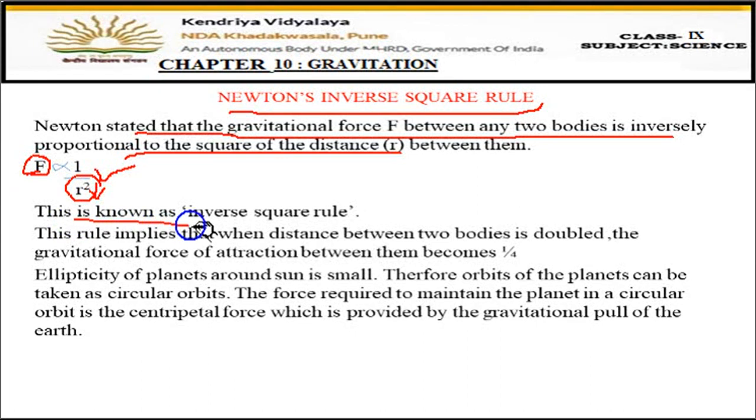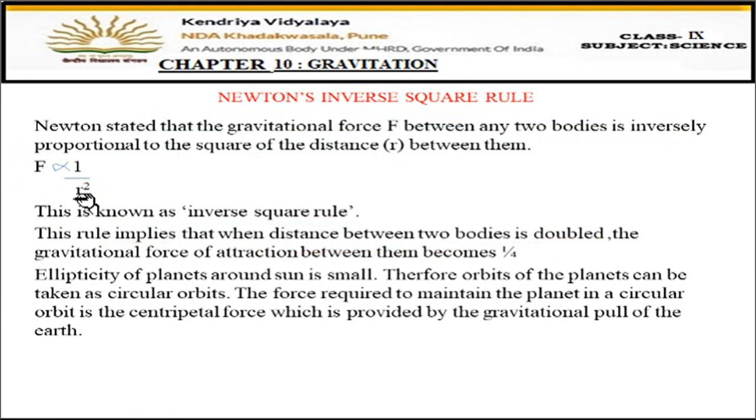Okay, so this is known as the inverse square rule. This rule implies that when the distance between the two bodies is doubled, and it is already in square form, it will become 4 times. So what will happen to the gravitational force? Gravitational force will reduce 4 times. So gravitational force will become 1/4.